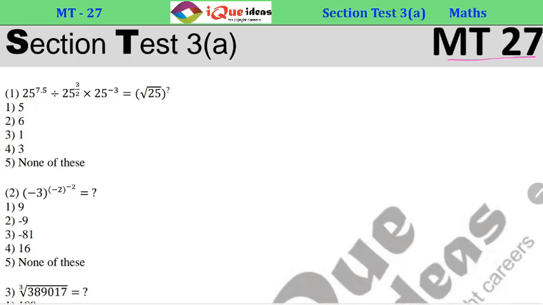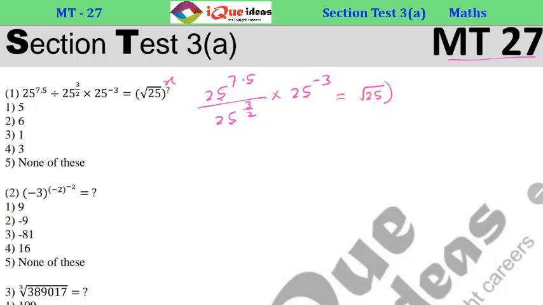It says 25 raised to the power 7.5 divided by 25 raised to the power 3 by 2 into 25 raised to the power minus 3 is equal to root 25 to the power something. Let's say this something is x. So let me write the equation again. It is 25 raised to the power 7.5 divided by 25 raised to the power 3 by 2 multiply by 25 raised to the power minus 3 is equal to root 25 and whole to the power x. So we have to find the value of x here.